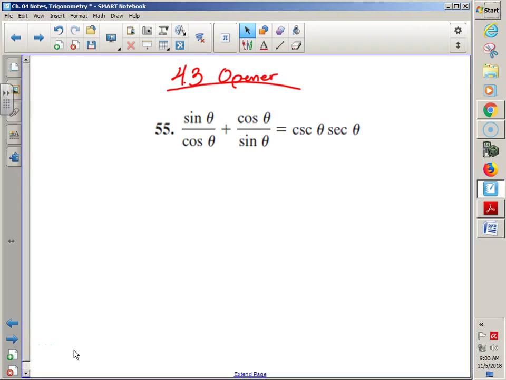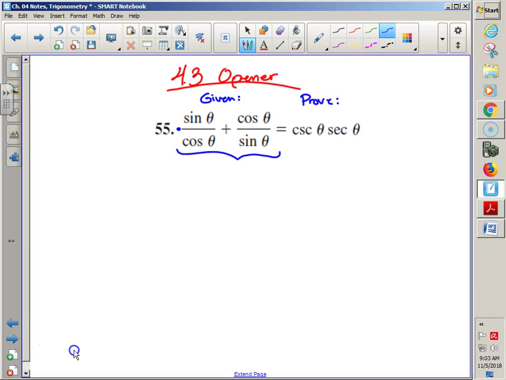Because in order to go from one side to the other, you should have taken one side only. This is now our given. This is now our prove. We're not allowed to use our prove. We're supposed to arrive at our prove. So therefore, multiply this guy by sine over sine. Multiply this guy by cosine over cosine.